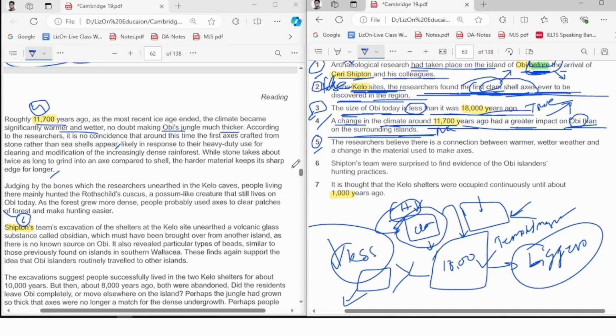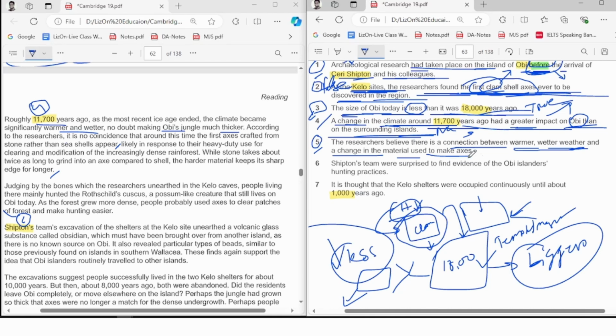They're saying the researchers believe there is a connection. You're looking for a link. There is a connection between warmer, wetter weather and the change in the material used to make axes. So what are we looking for here? We are looking for whether the material of the axes changed because of warmer and wetter weather. The researchers believe there is a link between warmer, wetter weather and a change in the material used to make axes.